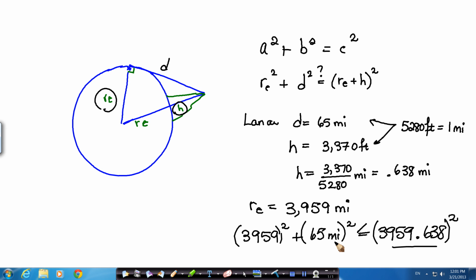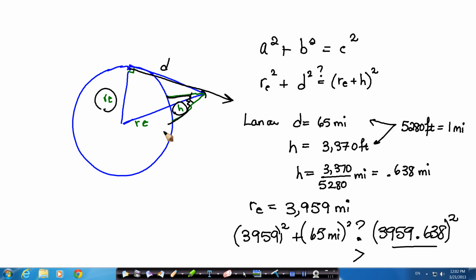So therefore, is this number less than or greater than this number? So if this number is bigger, right? So we don't know. So I should have said question mark, right? So this number is going to be bigger than this number, right? Because 3,959 squared plus 65 squared is definitely going to be bigger than 3,959.638 squared. So what does that mean, though? That means that when we look, this mountain is perhaps only this tall, and our line of sight out here says that we are actually not going to see Lanai.